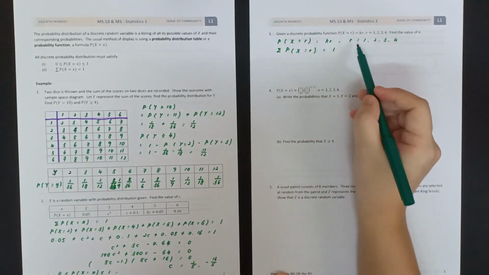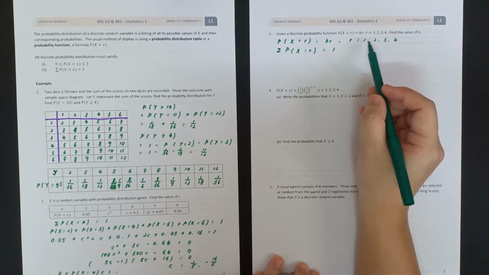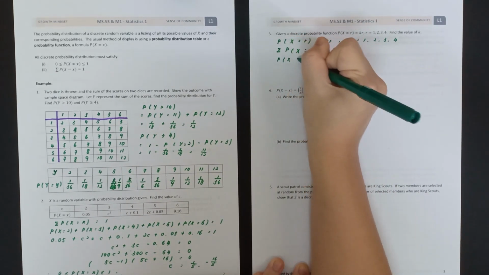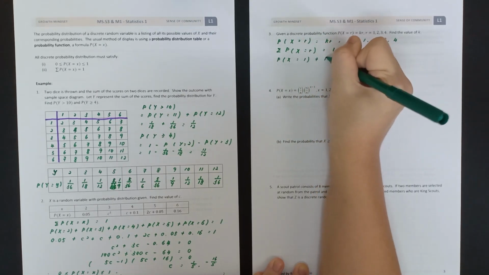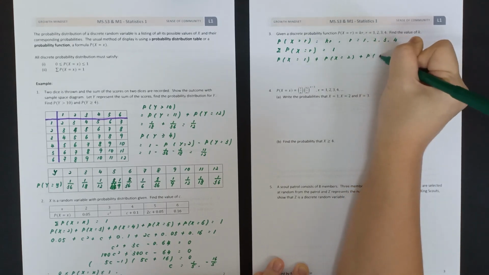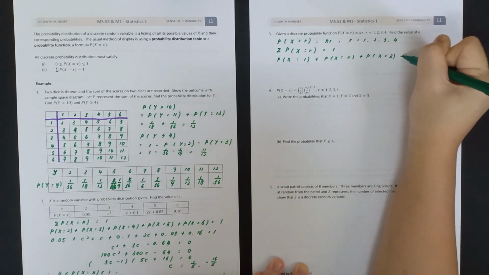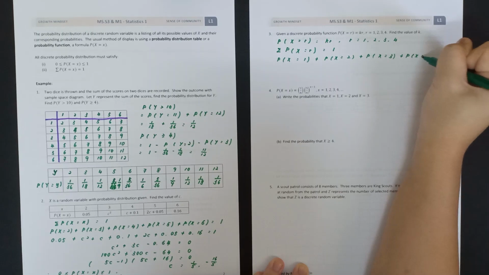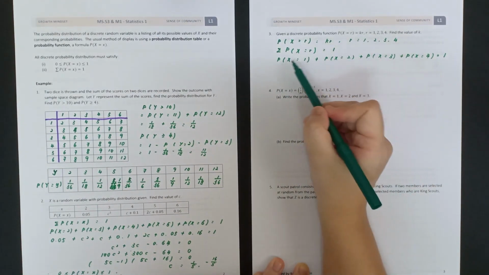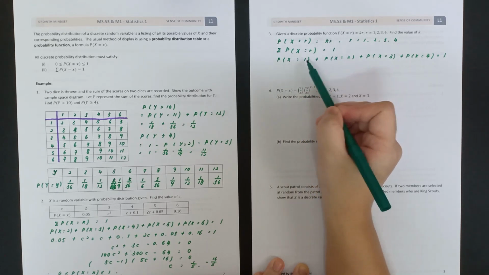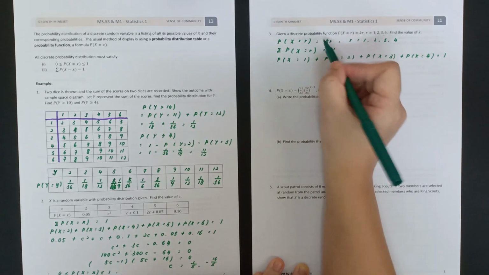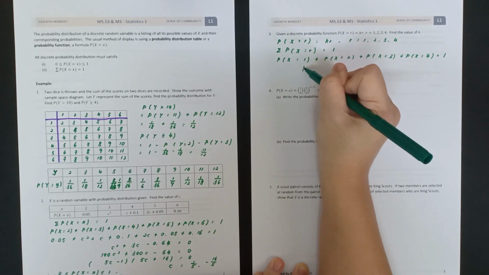Okay, so now what is the discrete random variable that you have? 1, 2, 3, 4. So probability x equals 1 plus probability x equals 2 plus probability x equals 3 plus probability x equals 4 will be equal to 1. Then now you can try to substitute. When x equals 1, the r here becomes 1, so when you substitute 1 here, you get k.